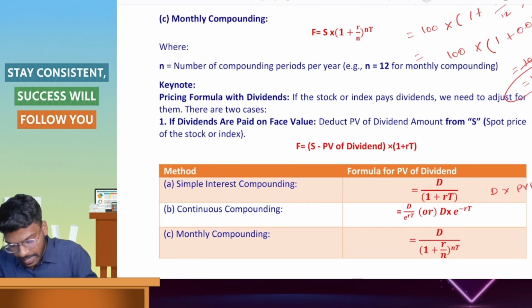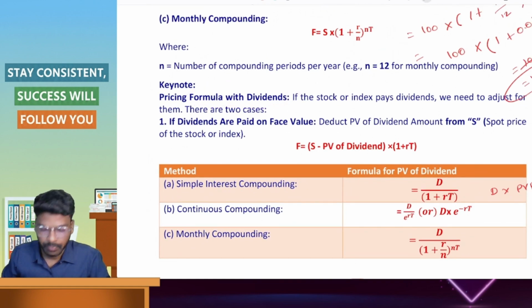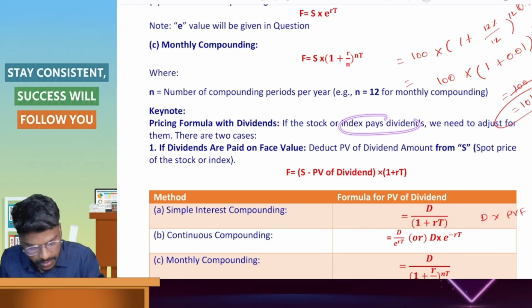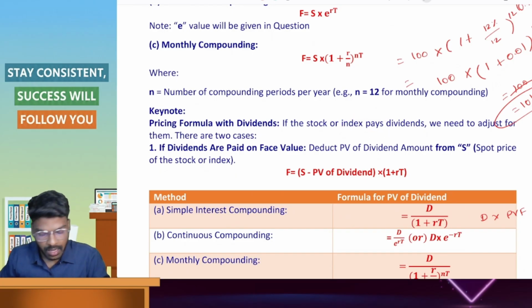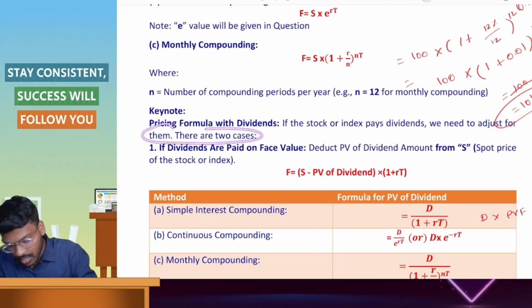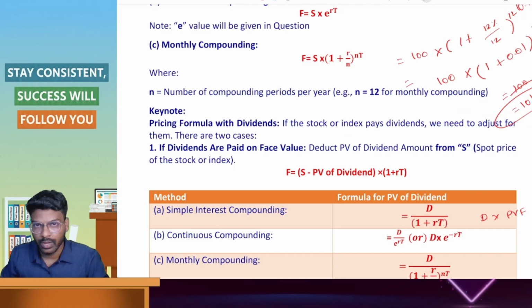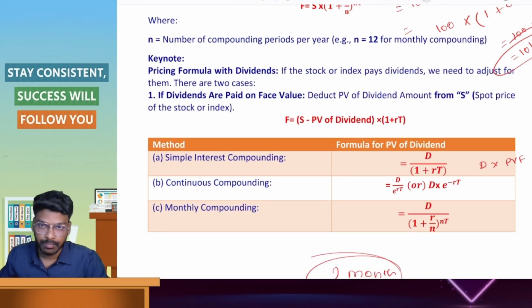Keynote: pricing formula with dividend. In case the stock or index pays a dividend, we need to adjust that dividend from the spot price. In case the dividend is paid by the shares or an index, then we have to deduct the present value of the dividend from the spot price.